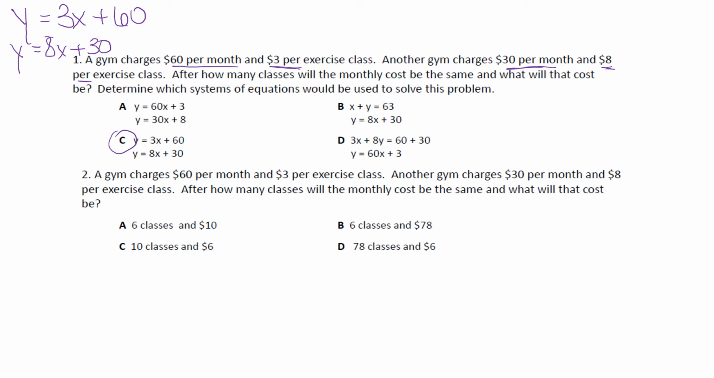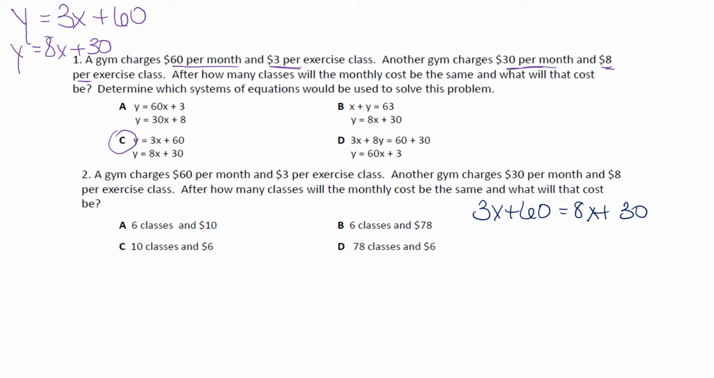C. So then we move on to question number 2, which is solving the system of equations and figuring out how many classes it will take for the monthly cost to be the same and what that cost is going to be. So we do that by setting these two equations equal to each other since they're both y equals. So we have 3x plus 60 equals 8x plus 30.